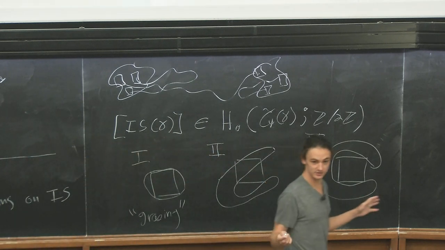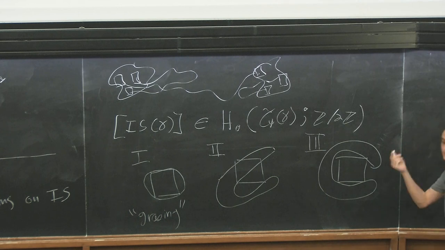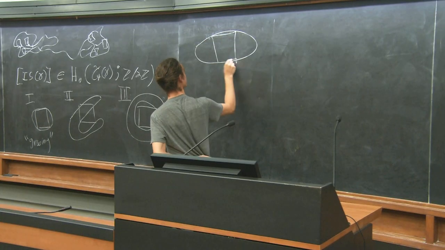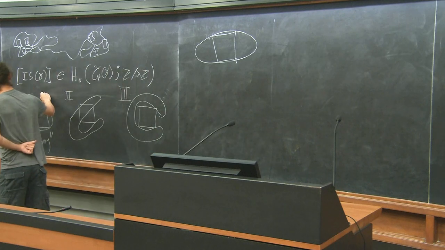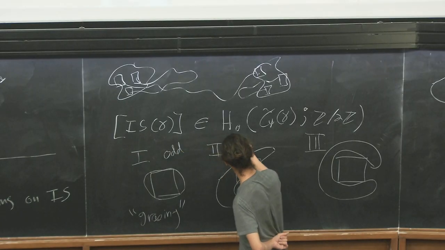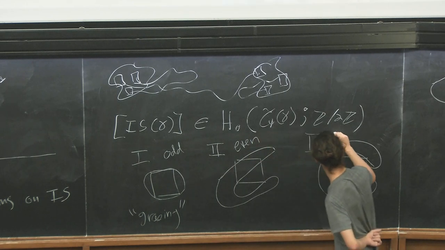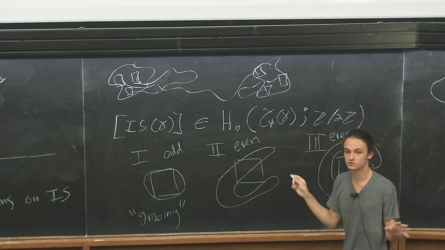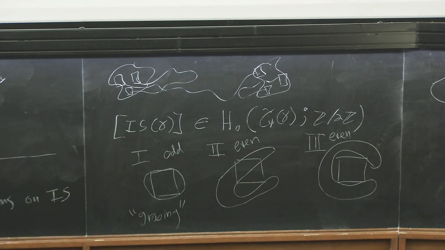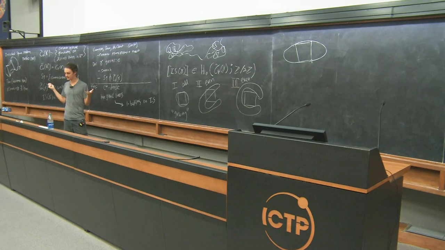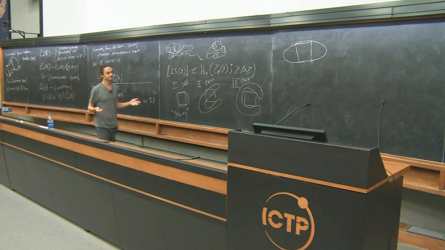So let's calculate those parities. We need an example generic Jordan curve. And any ellipse, which is not a circle, is generic. And this has exactly one inscribed square, which is bracing. So what that tells us is that this is always odd, this is always even, and this is always even in any generic Jordan curve. All right, so we understand generic Jordan curves. That's nice. But what about non-generic?